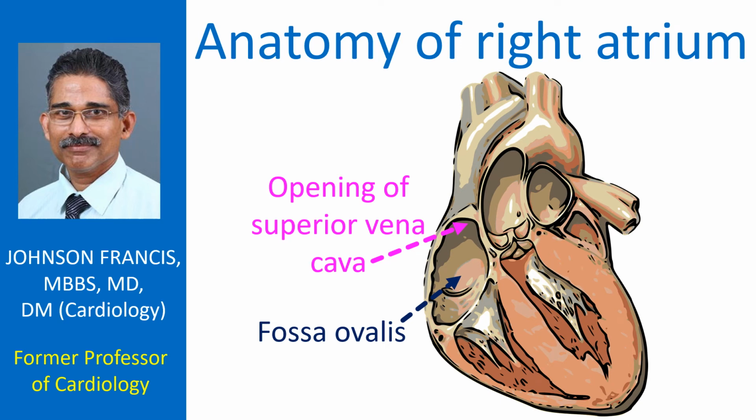Right atrium is the right upper chamber of the heart. It receives de-oxygenated blood from the great veins. Superior vena cava joins it from the upper part, bringing blood from the head and neck and upper limbs. Inferior vena cava joins it from the lower part, bringing blood from abdominal organs and lower limbs.